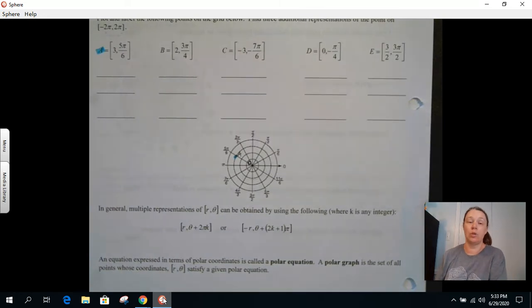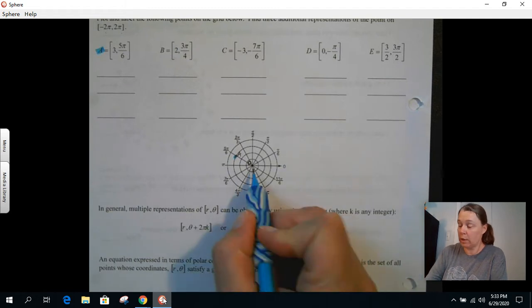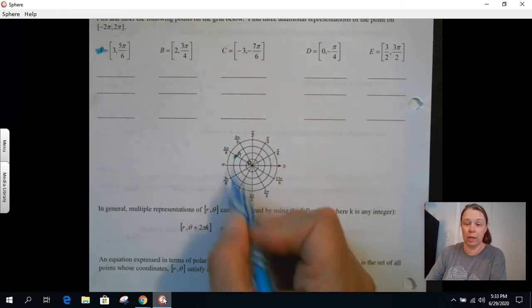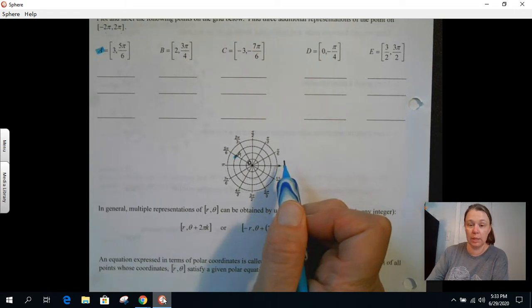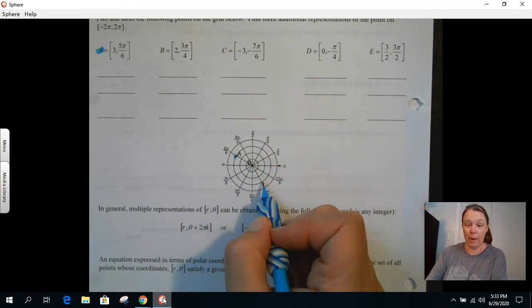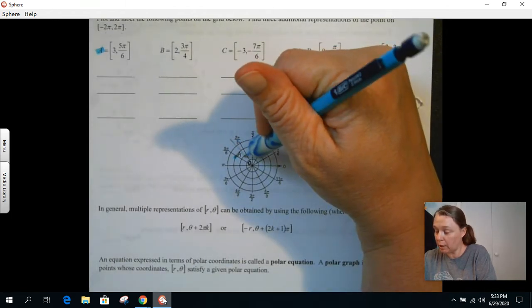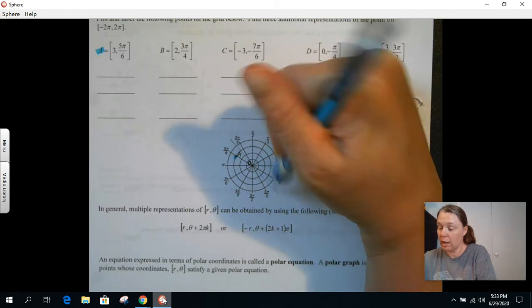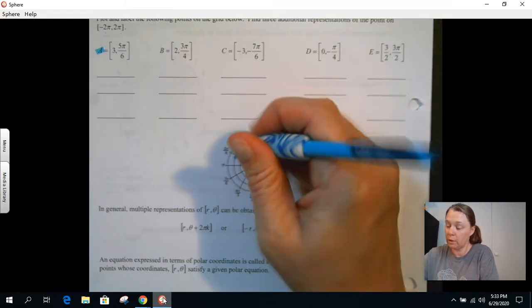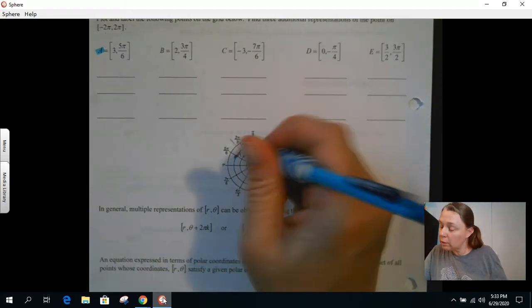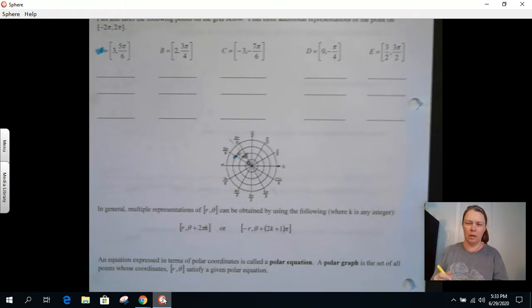Okay, for point B, it's 2, 3 pi over 4. So the 2 is again going to mean a radius going out 2, and then I'm going to rotate counterclockwise 3 pi over 4. Now I know that it kind of looks like a unit circle. This is in radians versus degrees. It could be in either, but we don't see a 3 pi over 4. But we do know it would be right in the middle between the 2 pi over 3 and the 5 pi over 6. And the radius was 2. So right here is my point B. It's kind of hard to see.